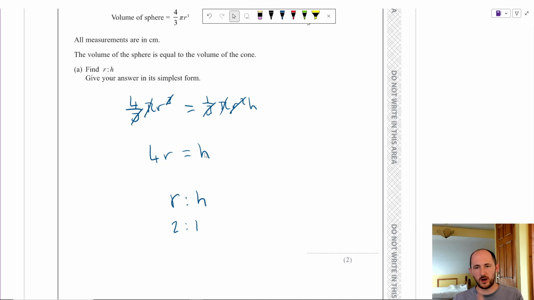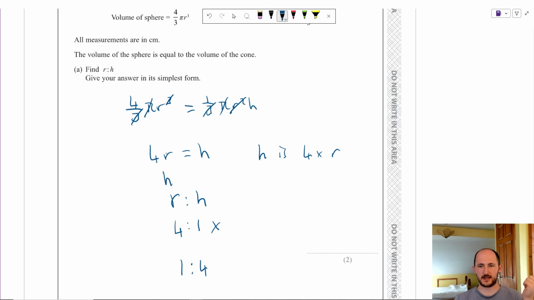So in this case, what is this equation telling me? So many students write this, which is wrong. This is telling me that r is 4 times bigger than h, but if I read this equation, what's it telling me? It's telling me that h is 4 times bigger than r. So the actual answer is 1 to 4, because h is 4 times bigger than r. h is equal to 4r, right?